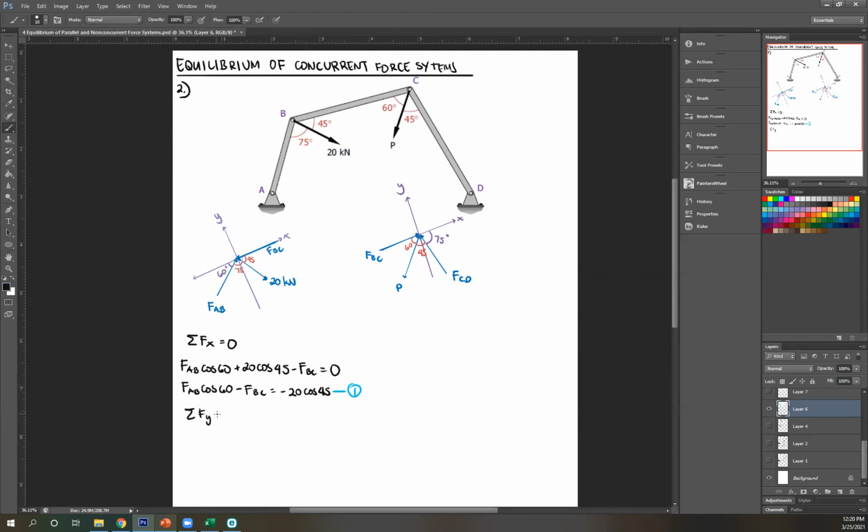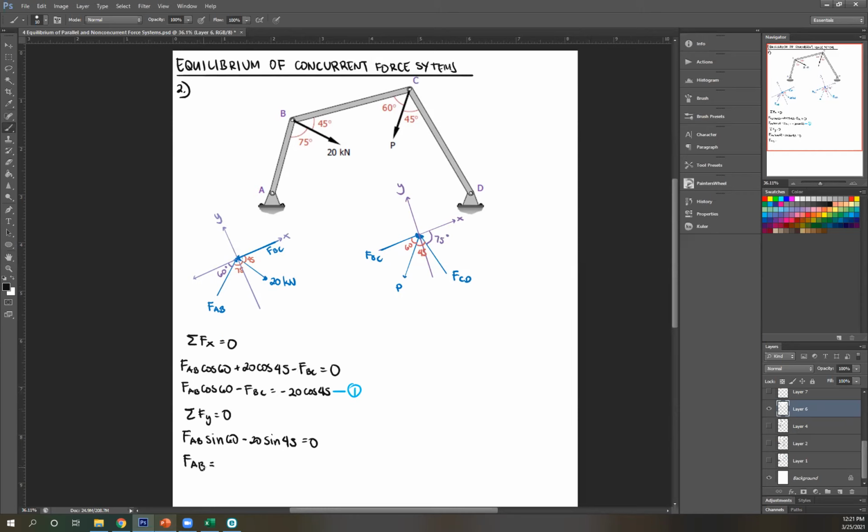Next, do the same thing for FY. So FY, let's start with FAB again. FAB is upward, therefore positive. FAB, then Y component, so sine 60. FBC doesn't have a Y component, so ignoring that. Next, 20 is downward, so minus 20 sine 45. And there's no other force, equals 0. And looking at this equation, I can directly solve for FAB.